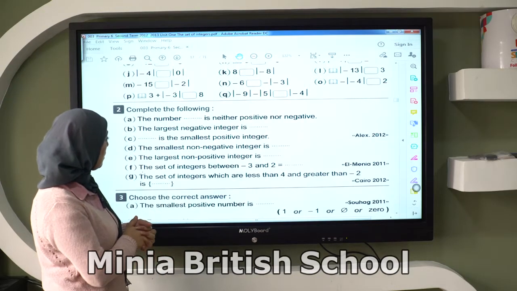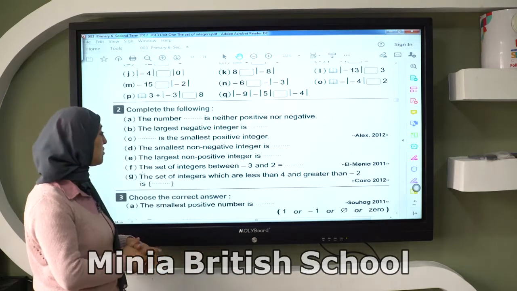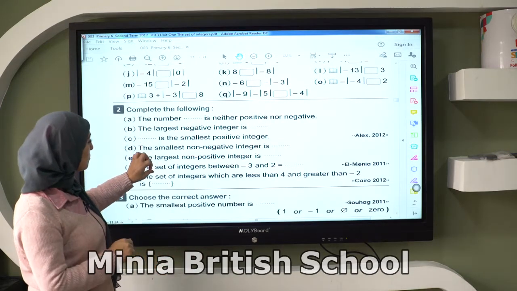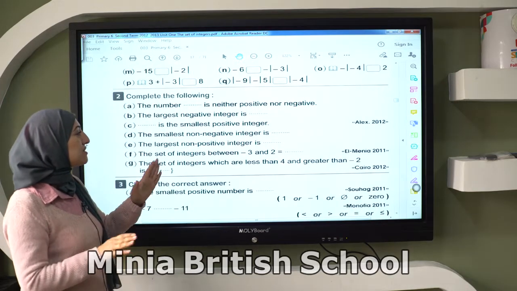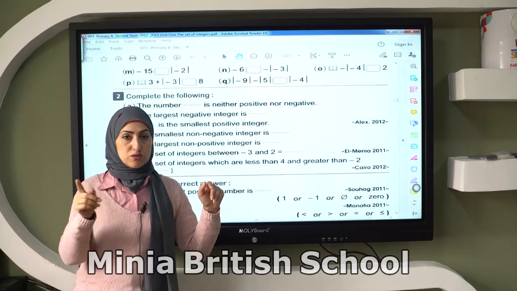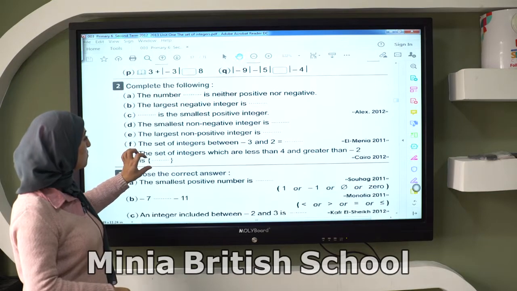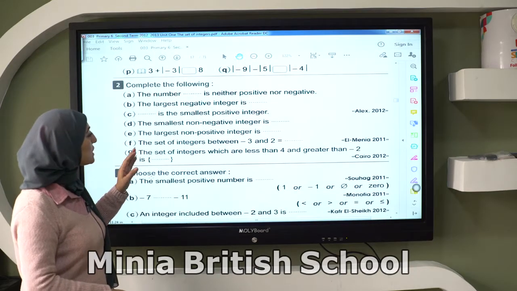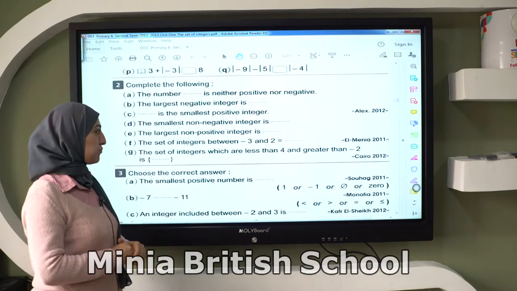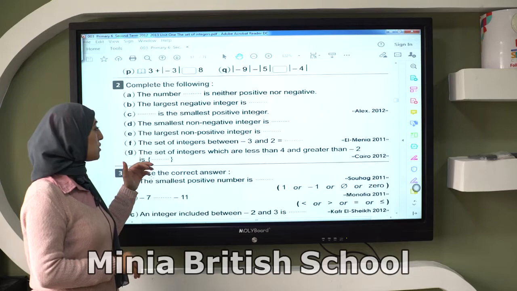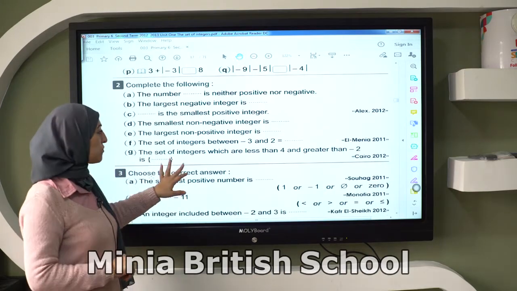What is the smallest positive integer? 1. The smallest non-negative integer. Non-negative, okay, so it will be 0. The largest non-positive integer. Non-positive, it means what? 0 also. It's the largest non-positive.